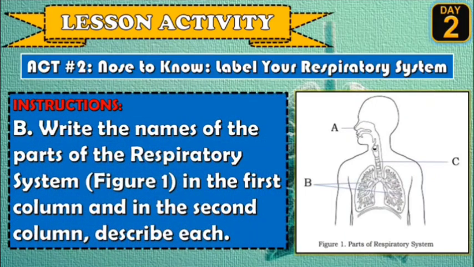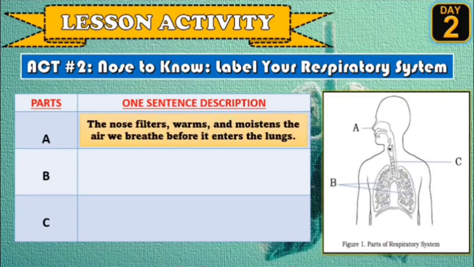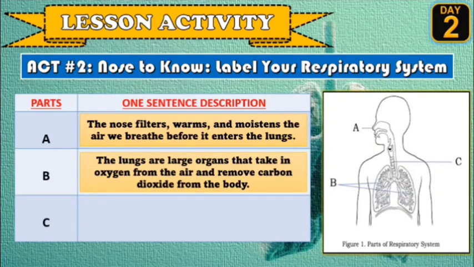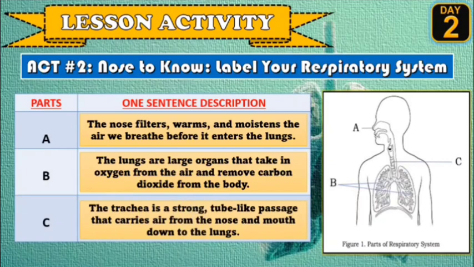Instruction: write the names of the parts of the respiratory system in figure 1 in the first column, and in the second column, describe each. For letter A, that is the nose: it filters, warms, and moistens the air we breathe before it enters the lungs. Letter B, the lungs, are large organs that take in oxygen from the air and remove carbon dioxide from the body. And letter C, the trachea, is a strong tube-like passage that carries air from the nose and mouth down to the lungs.